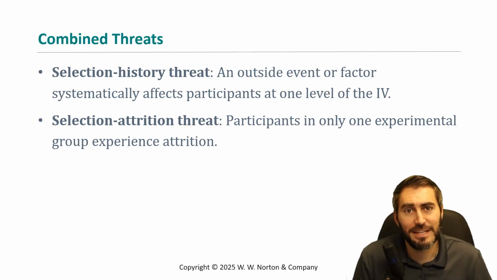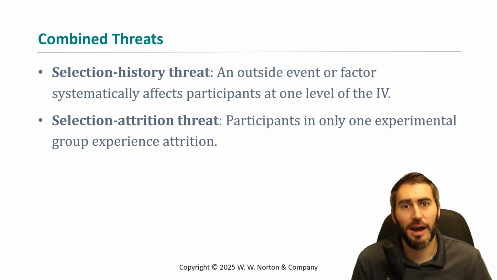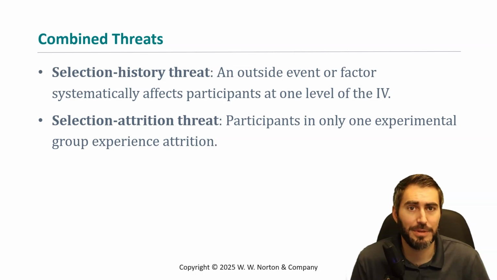An example of a selection history threat: well, suppose students at one university were in your treatment group and students at another university were in your control group, and say the study was on the effects of meditation on stress. However, during the course of the study, a stressful event occurs on one of the campuses. Now you're unable to determine if your effect is coming from your meditation manipulation, the school, or the event that happened at one of the schools.